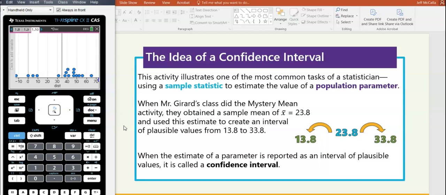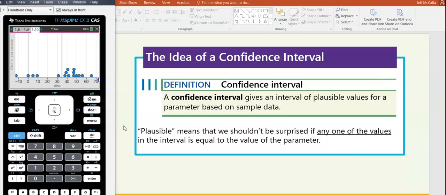So statisticians do this. We make what are called confidence intervals, right? And inside of those are plausible values. So I was thinking the 20s or 30s, somewhere in there. I didn't have any teen results, so I think it would be that small. But it gives an interval of plausible values for a parameter based on sample data. So you're taking samples, analyzing that, and coming up with a range of plausible values called the confidence interval.